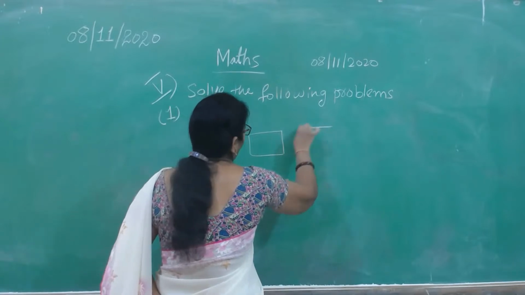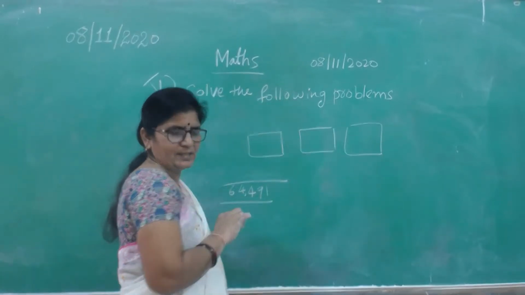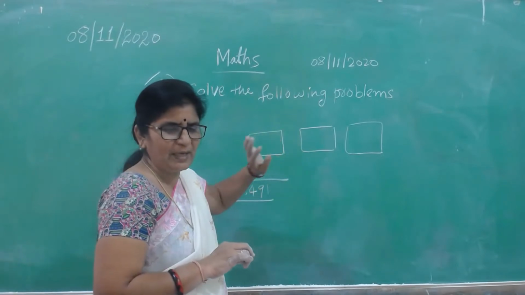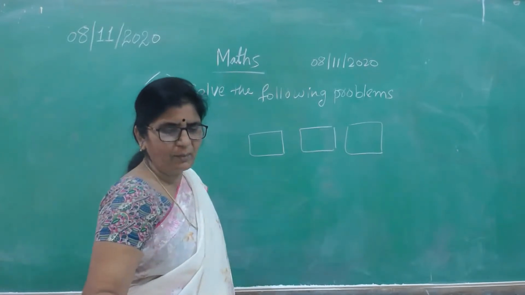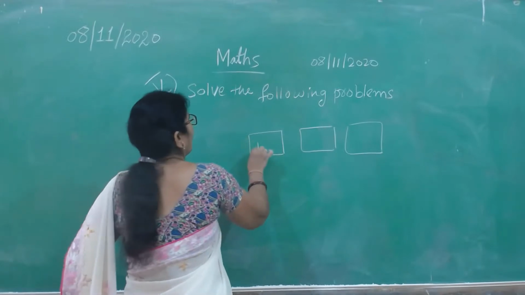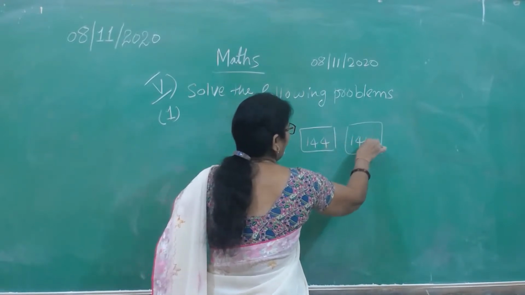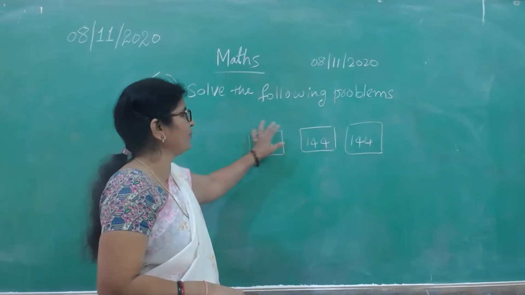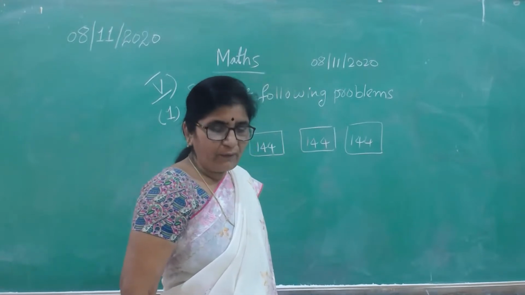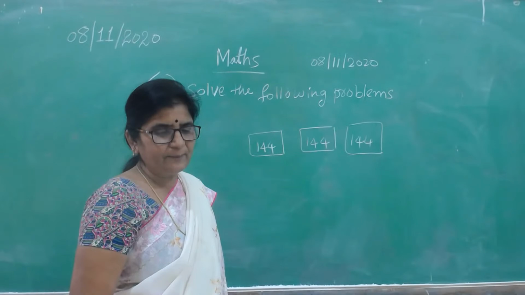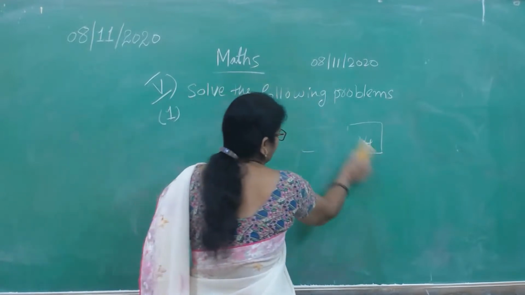Like this, totally there are 259 boxes. You don't write this, I am just explaining. In each box, 144 oranges. Like this, how many boxes are there? There are 259 boxes. Find the total number of oranges exported. Here what we have to write? Number of oranges in one box.